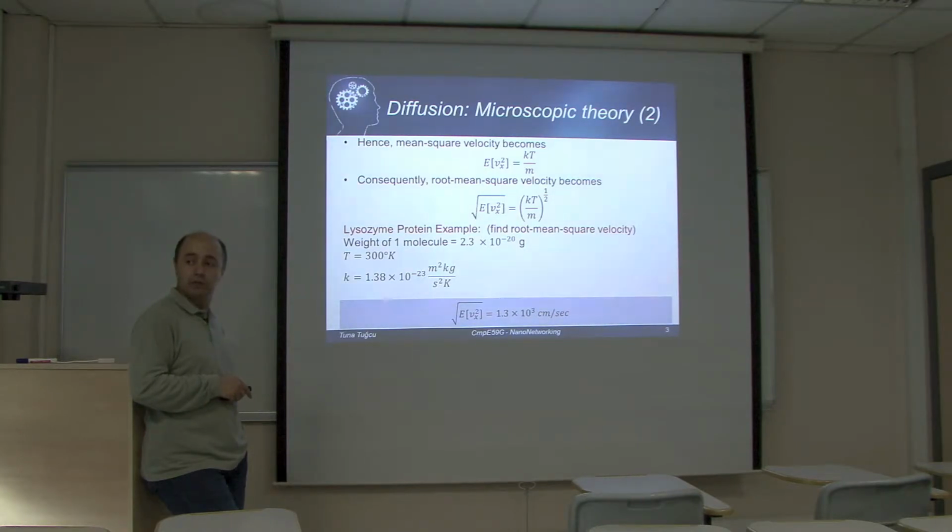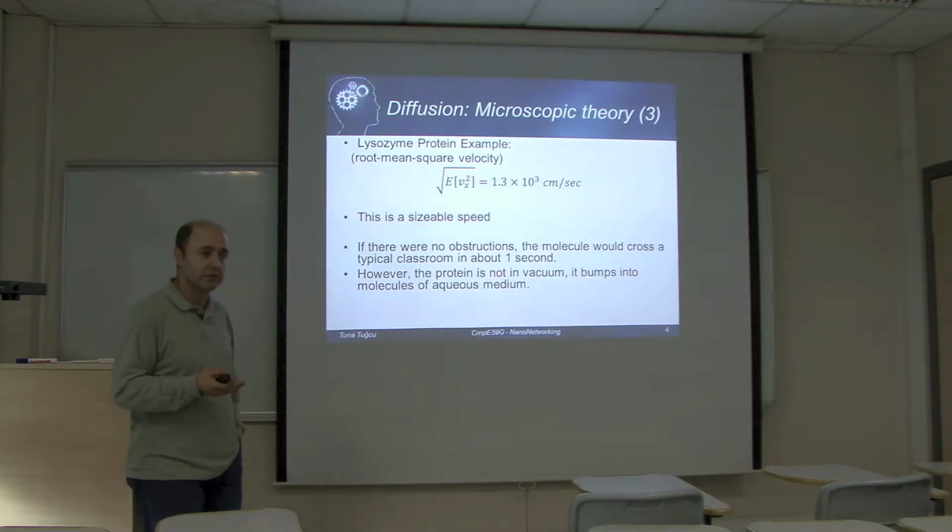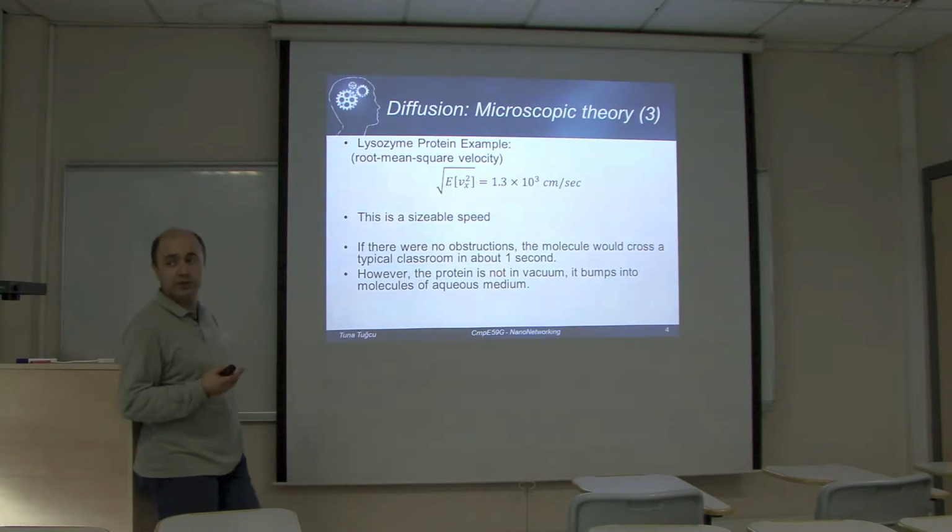Is that slow or fast? What would you say? Do you consider it to be fast or slow? Fast. I mean, if you compare it against electromagnetic waves, definitely it is extremely slow, but actually it's a pretty fast value. Such a root mean square value would actually be sizable. If there were no obstructions, such a molecule would cross a typical classroom in about a second, which is quite fast. In nanoscale, actually, typically, our propagation rates are much, much slower.